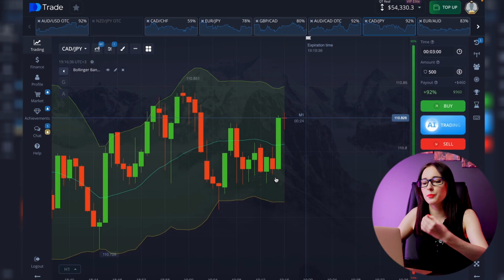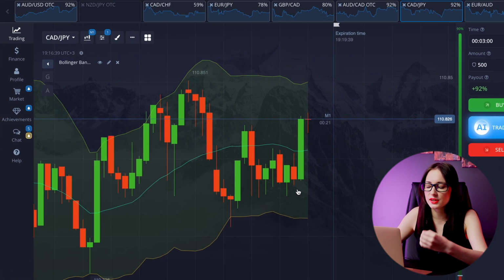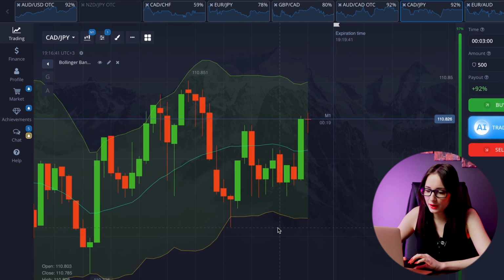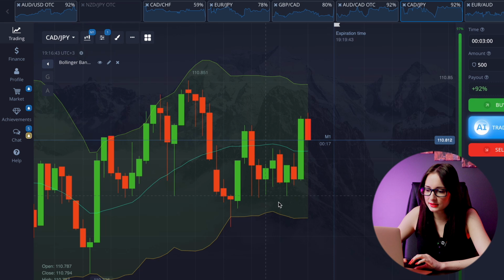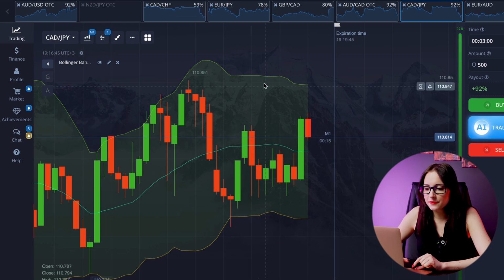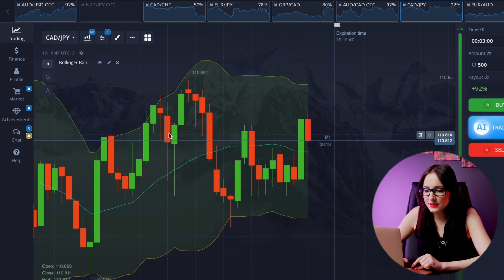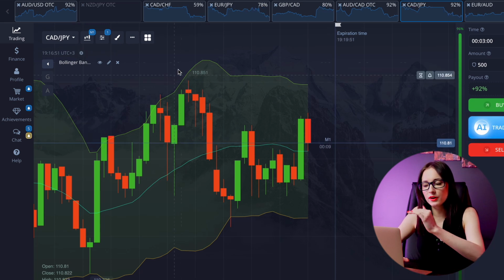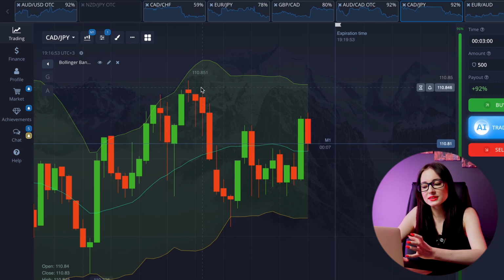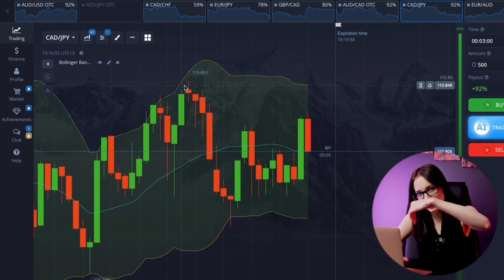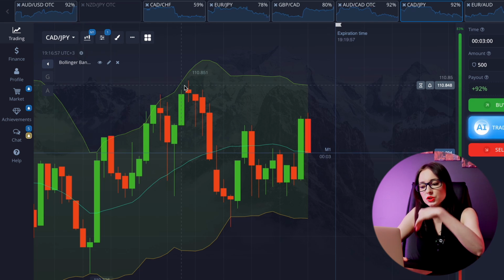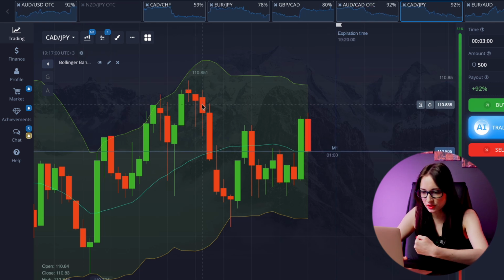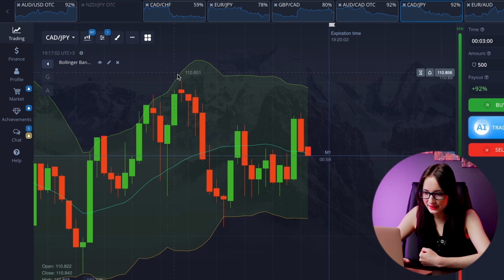Now, how does the Bollinger Band work within the trading process? So you can see two bands. This is the lower band and this is the upper band. If our price touches the upper band, that means that the currency pair is in an overbought condition and there's going to be a reversal, so the trend will start going downward, so we should open a sell position. We can see a downward trend here.